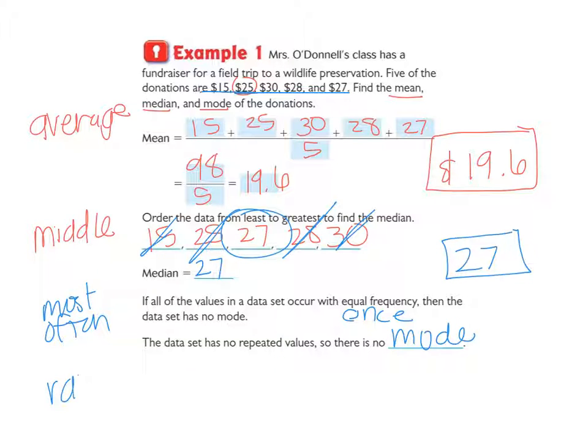And our range is our highest to lowest. So our highest number is 30 minus our lowest number, which is 15. Our range is 15.